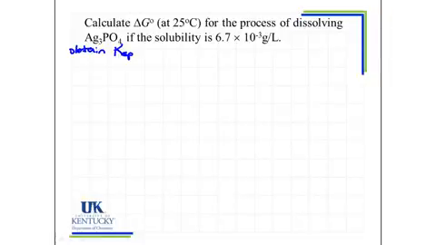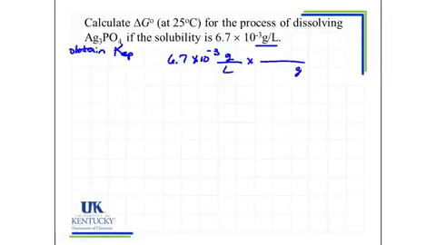Well, the first thing we're going to need to know is the molar solubility. They gave me the solubility in grams per liter, but I cannot obtain a K value unless I know it in moles per liter. So that's the first thing I'm going to do. The 6.7 times 10 to the minus 3 grams per liter can be converted to moles per liter by knowing the molar mass of the silver phosphate. The molar mass is 418.6 grams per mole, and this will give me a molar solubility of 1.6 times 10 to the minus 5 molar.